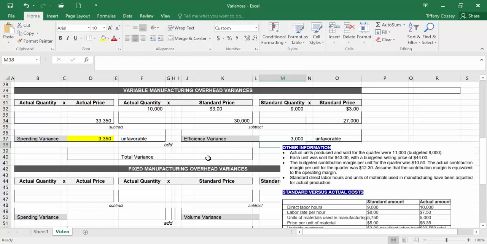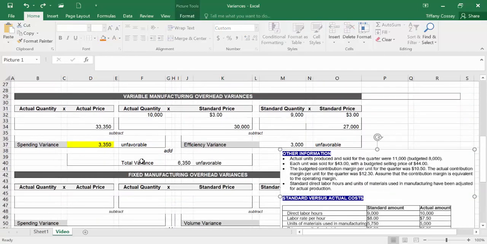And then if somebody asked us what the total variance was, we would add that spending variance to the efficiency variance, and we have a positive 6,350, which is unfavorable because it is positive. And those are the total variable manufacturing overhead variances.